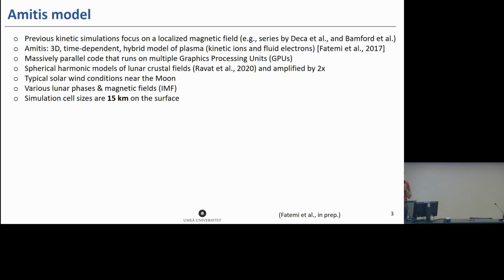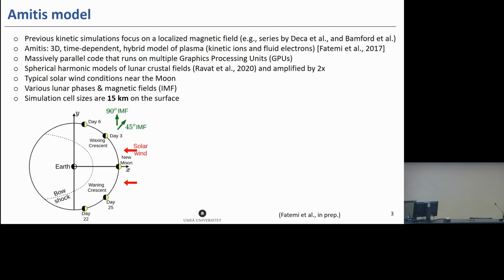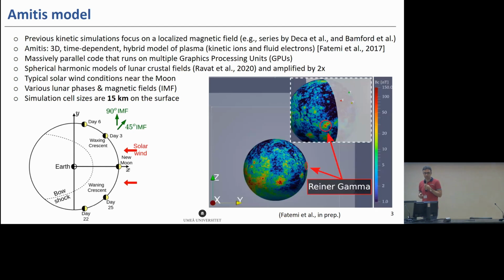We have used a typical solar wind condition near the moon for various lunar phases. We have tested different phases of the moon as it moves around the Earth during the time that it is in the solar wind, from the waning to the waxing time periods. And the simulation cell sizes are 15 kilometers, that's half a degree on the surface of the moon for a global simulation.